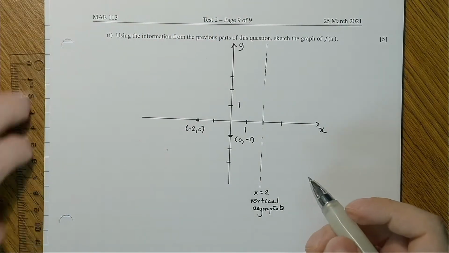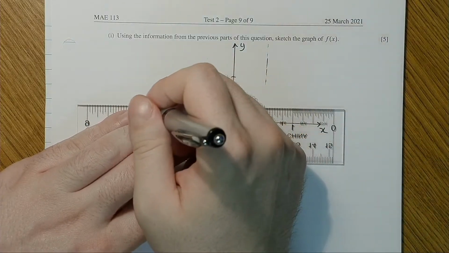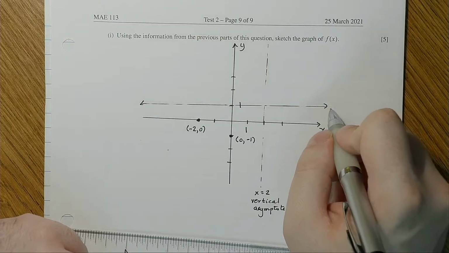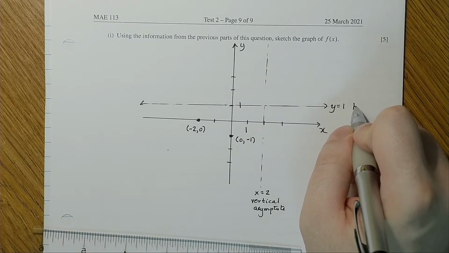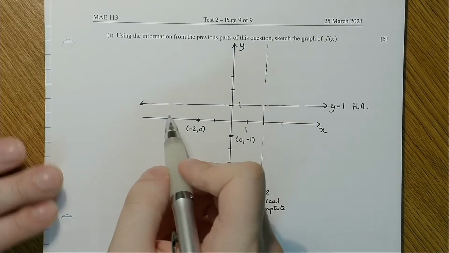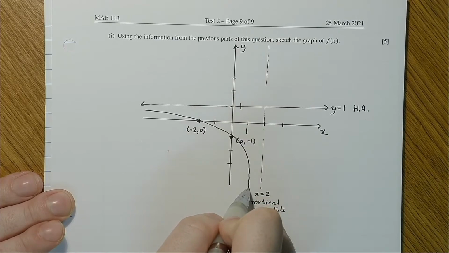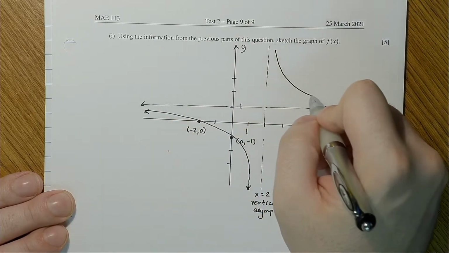I also have a horizontal asymptote at 1. There we go. So y equals 1 is my horizontal asymptote, HA for short. And so what I have is something like this. Something like this.